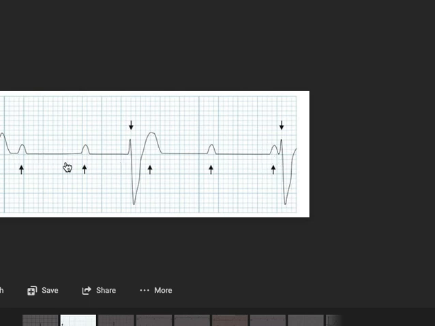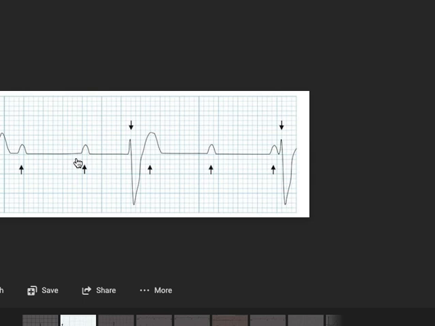So we will see the P waves coming at regular intervals, this interval equal to this interval. There is a P wave here which is buried in the QRS complex, and this P wave comes with the T wave, so it is merged. The atria are beating at regular times, generating P waves, but the ventricles are beating on their own. The wiring is cut, the atria beat on their own generating P waves, and the ventricles beat on their own generating QRS complexes.